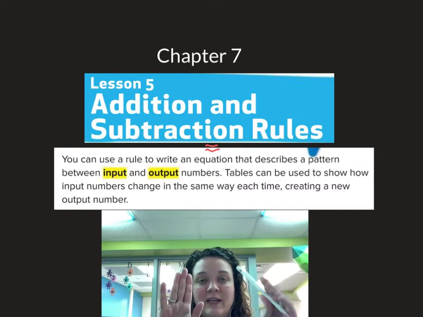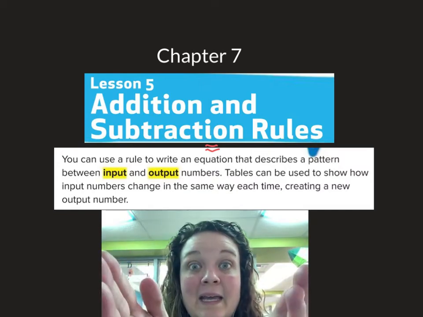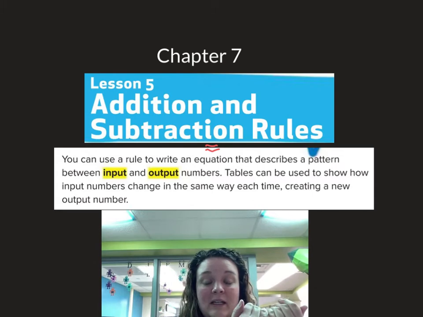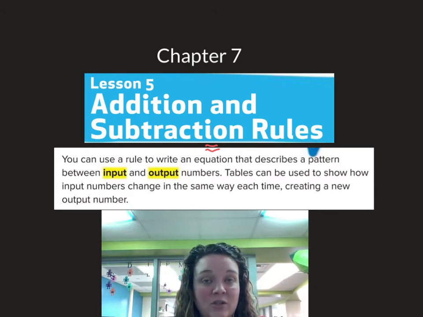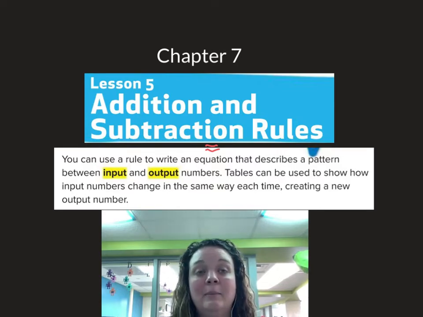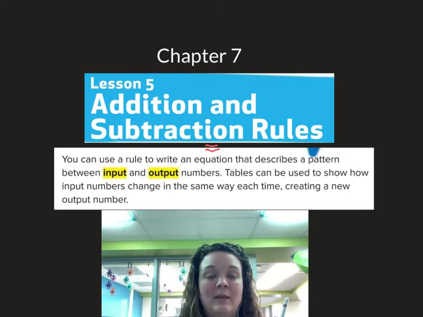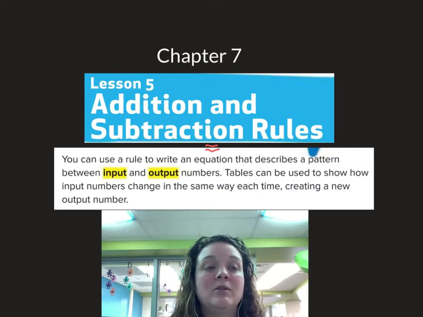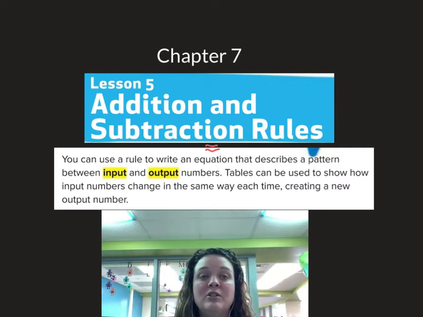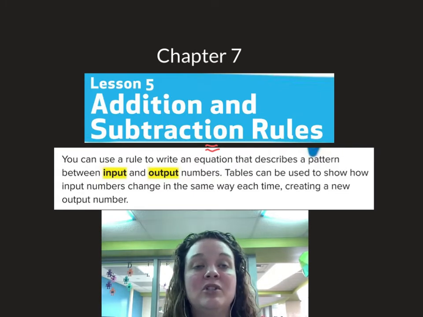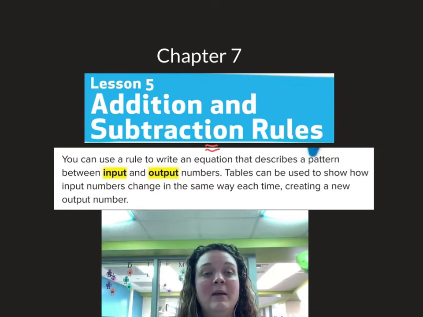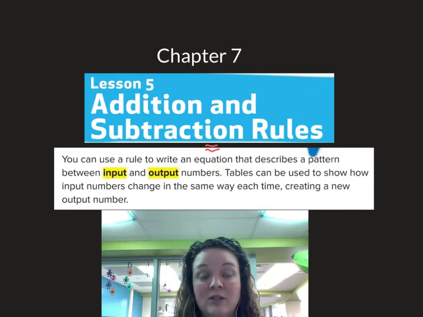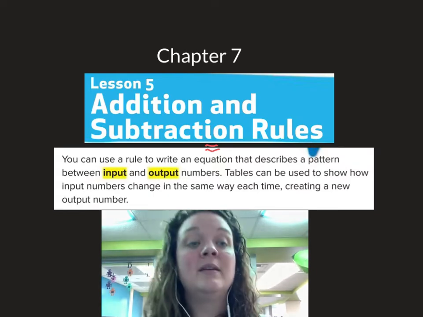So how I like to visualize this is I put a 3 in and out came a 15. What happened to it? We've got two options. I could have added 12 or I could have multiplied by 5, right? And so when we look at an input, in went a number, out came a different number. We have to think about what happened to it when it went in. So we're going to use tables today to show input numbers, how the input numbers change in the same way each time, creating a new output number. So let's get started on some examples.